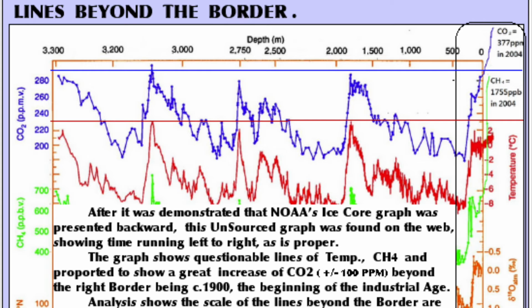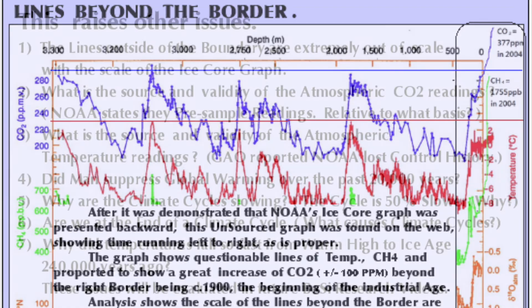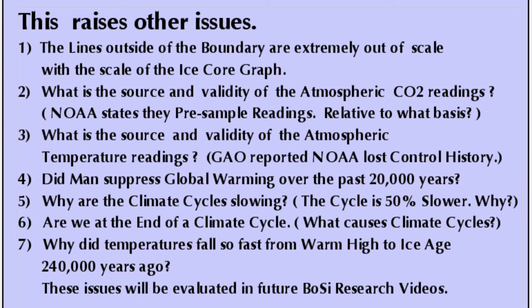the right border, and shows a great increase of CO2 of about 100 parts per million since 1900, the beginning of the industrial age. Even so, atmospheric temperature readings since 1900, as shown on this out beyond the border, have not risen to a level of any of the previous temperature highs. This raises other issues. 1. The lines beyond the boundary lines are obviously not on the same scale as the scale of the ice core graph itself.